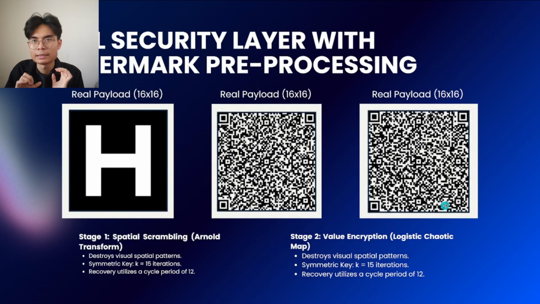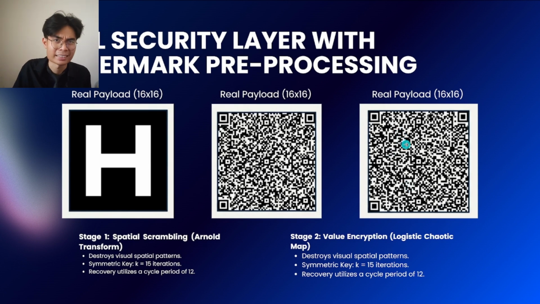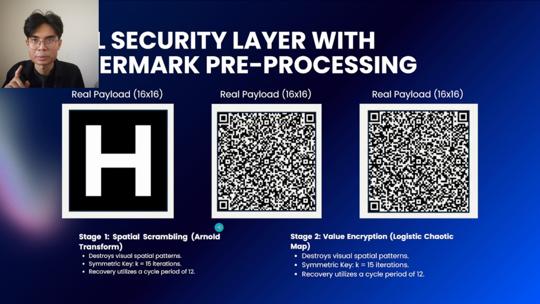And while the DCT-DWT structure protects the watermark from compression, we also need to protect the data itself from unauthorized access or extraction. We implemented a dual security layer through watermark pre-processing. Before embedding, the watermark undergoes a two-stage encryption process. Stage 1 applies spatial scrambling using the Arnold transform for 15 iterations. This completely destroys any recognizable visual patterns.